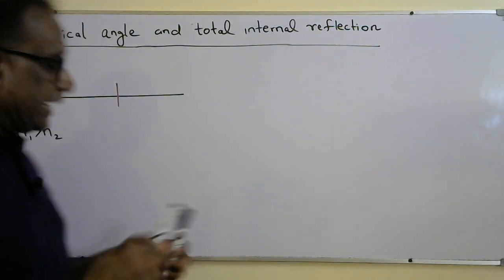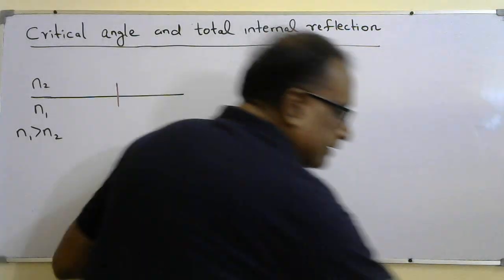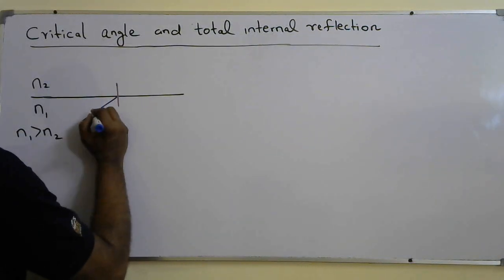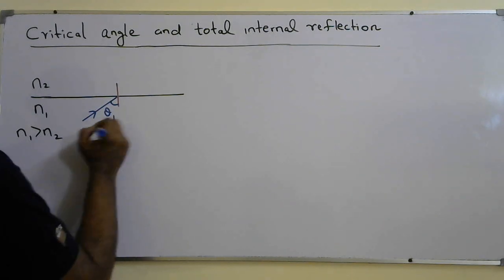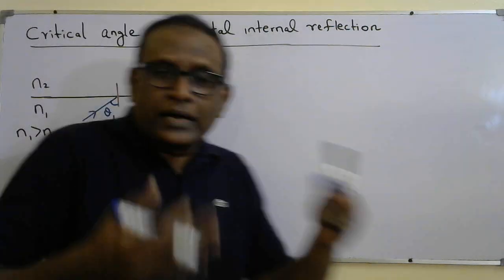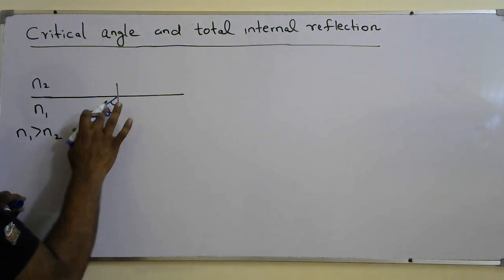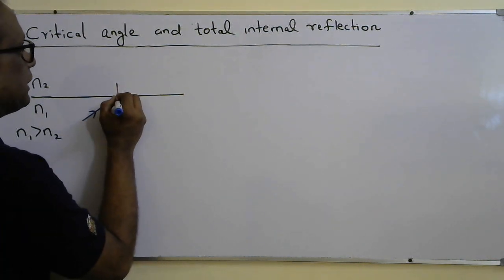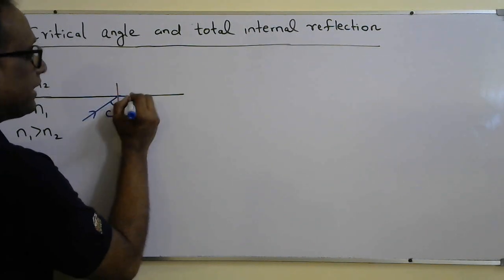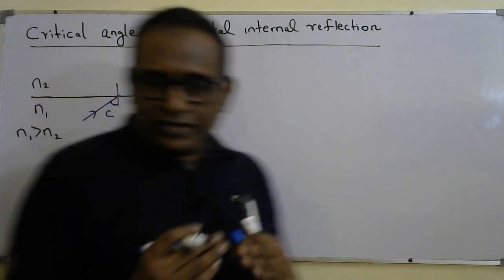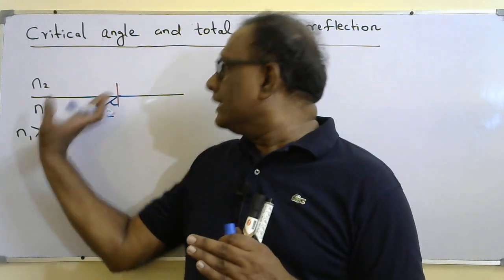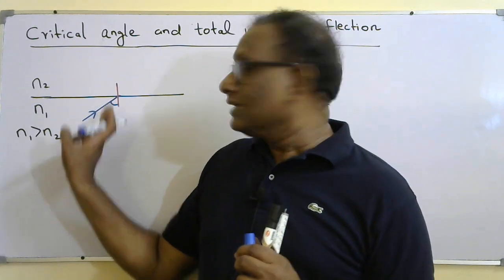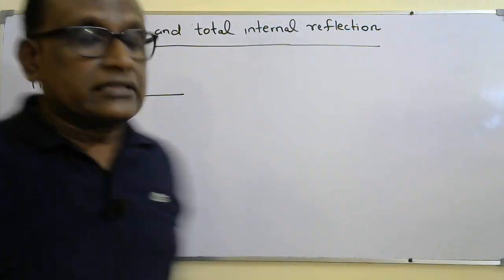So there's a practical we can do. We can increase the angle of incidence gradually, slightly. Initially the angle of incidence is theta 1. Increase the angle of incidence little by little. At a particular angle, when theta becomes C, the critical angle, you will see all the light emerge along the boundary. Very difficult to get, but practically if you carefully, slowly increase the angle of incidence from theta 1, at a particular angle C, all the light will move along the boundary.